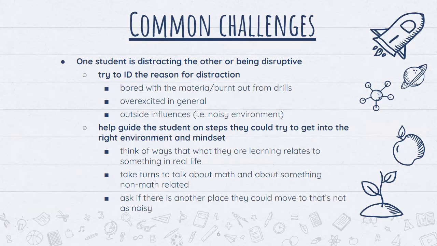Once you have an idea of what is keeping them from focusing, you can help them problem solve and take steps to get into the right environment and mindset. For example, thinking of ways together that what they are learning relates to something in real life, or taking turns to talk about something math and then something non-math related can be a way to mix in stuff that they're focused on, the stuff that you would like to focus on. You could also ask them if there's any other place that they can move to or some way to distance themselves from the source of distraction to give them express permission to get more comfortable with their learning.